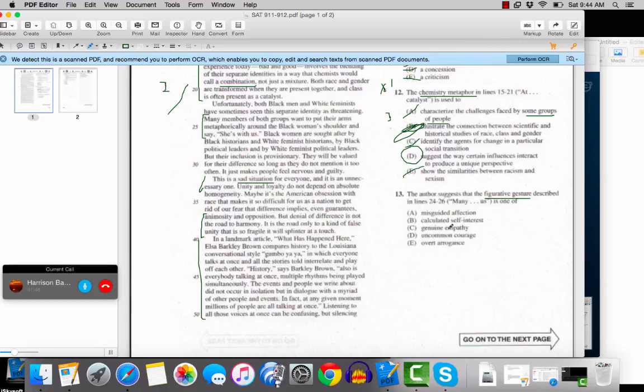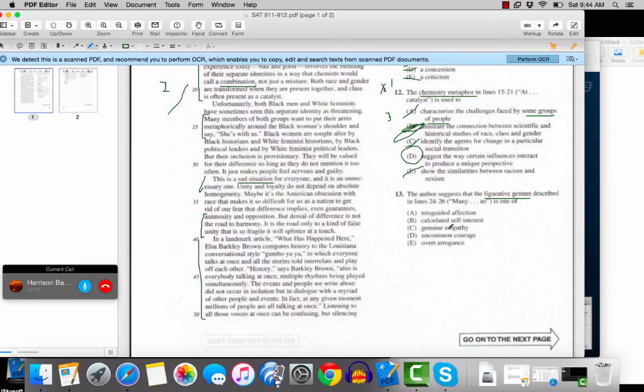It's not what is the gesture. What does a gesture describe? What does it describe? Read it really closely. The author suggests that the figurative gesture described in lines 24 through 26 is one of... So I have to figure out what kind of literary device the figurative gesture is.